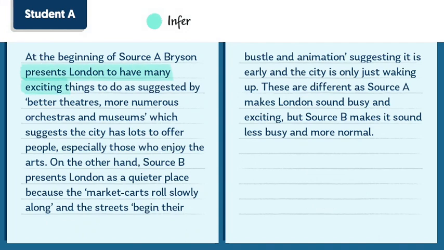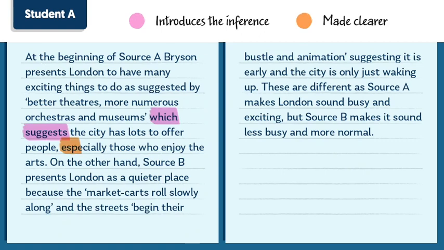So as you can see, Student A makes some attempt to infer in the opening sentence as they explain in their answer that there are many exciting things to do. This is a direct inference from the listing of places in the quotation. After the quotation, the words "which suggests" are used to introduce the inference in this paragraph, which suggests the city has lots to offer people. This inference is then made clear through the addition of "especially those who enjoy the arts", which shows a clearer level of understanding about the type of people who might enjoy London.